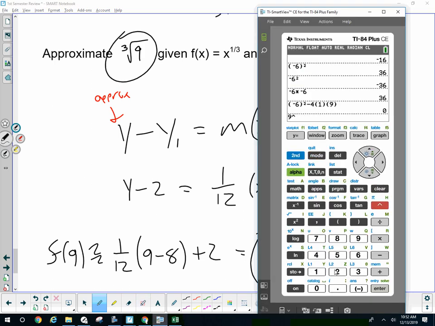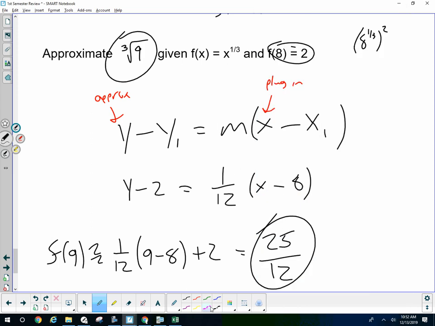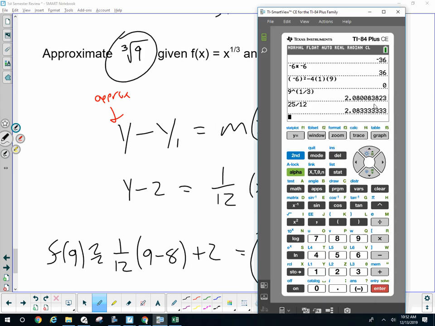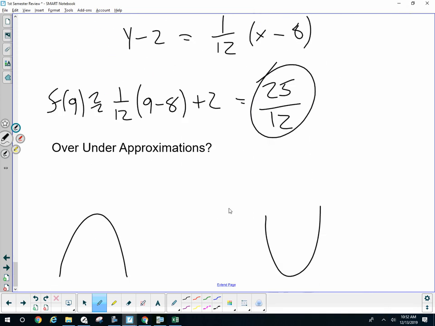Cubed root of 9 is 2.08. 25/12 is 2.083. Okay. Now, notice my approximation was over the actual. How do I know if I have over or under approximations? It's not about whether we're increasing or decreasing.